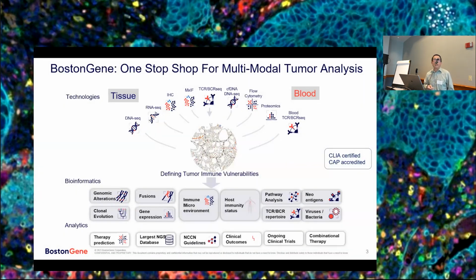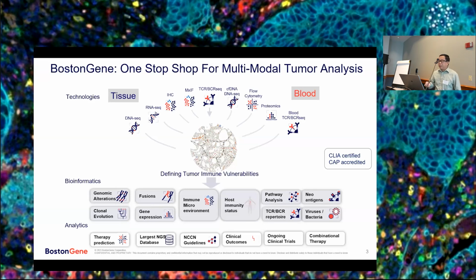So first, BostonGene. BostonGene started in 2015 as a bioinformatics company. But now we have a lab set up in Waltham, Massachusetts. We are a CLIA, CAP certified lab. So what we do is deep analysis of tumor tissues. We have laboratory set up for DNA, RNA sequencing, for flow cytometry and imaging.